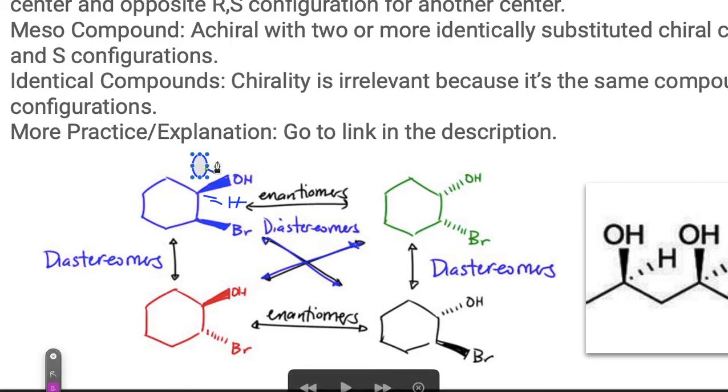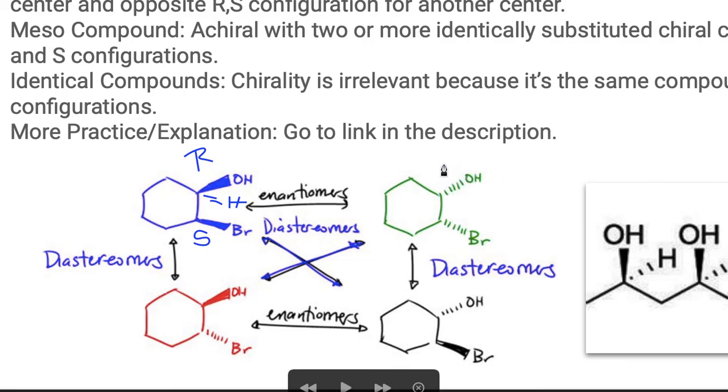Dang, this thing does not want to draw an R today. Fine. There. So that's an R, and you can go ahead and do this one too, but this is an S. So go ahead and do that for all of them.